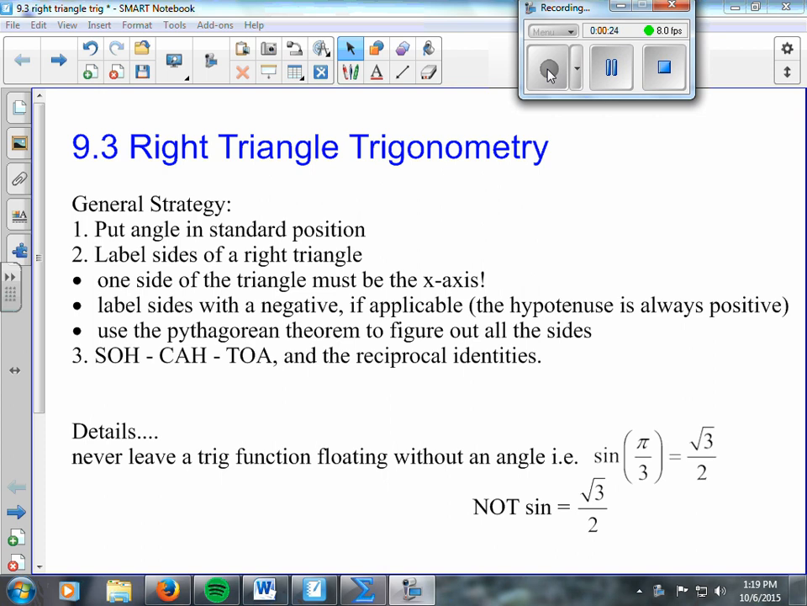If we have an angle, we're going to put the angle in standard position on the XY axis, and then we're going to make a right triangle. And we will do more of that tomorrow when we do section 9.4. Whenever you do this, one side of the triangle will have to be the x-axis, and then you will label sides as positive or negative depending upon whether they are x lengths that reach into the positive x-axis or x lengths that reach into the negative, and so on. Then we're going to use the Pythagorean theorem if necessary, and SOHCAHTOA and the reciprocal identities.